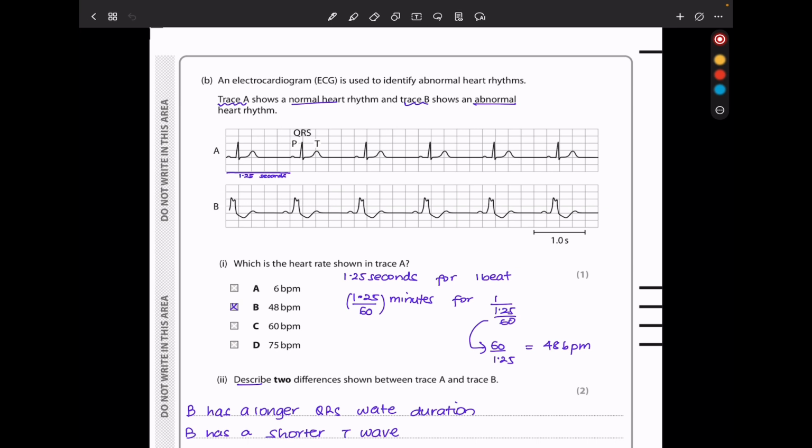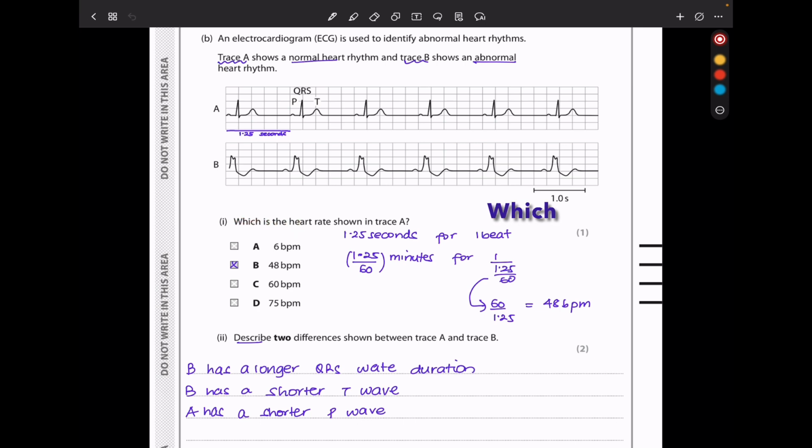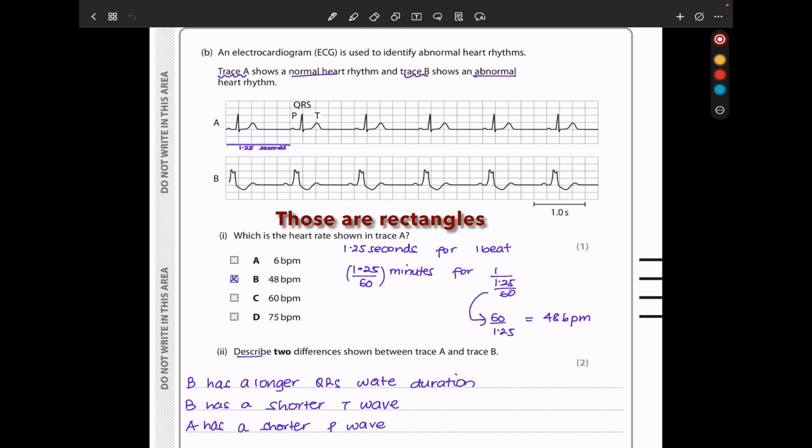In part B, they say an electrocardiogram, ECG, is used to identify abnormal heart rhythms. Trace A shows a normal heart rhythm and trace B shows an abnormal heart rhythm. They say what is the heart rate shown in trace A? So for trace A, remember here they've given us the scale as 4 small squares correspond to 1 second. So here it means 5 small squares, which give me 1 full heartbeat, correspond to 1.25 seconds. So here 1.25 seconds correspond to 1 heartbeat. Converting this to minutes is going to be 1.25 divided by 60 minutes. And therefore in 1 minute we're going to have 1 times 60 over 1.25, which is 48 beats per minute. The answer should be B.